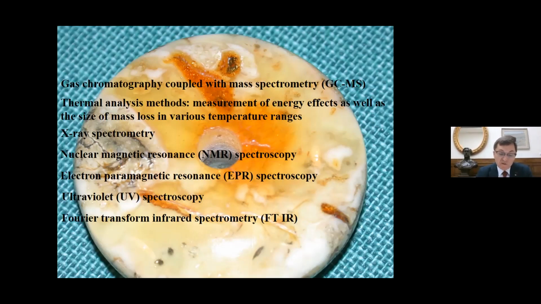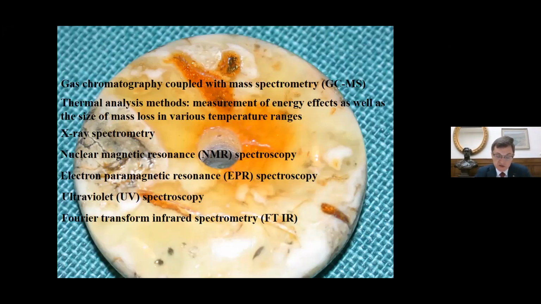The largest group are spectroscopic methods. X-ray spectrometry reveals the amorphous nature, so non-crystalline structure, of fossil resins. It allows us to distinguish them from all types of crystalline minerals. Nuclear magnetic resonance spectroscopy provides information on the molecular and macromolecular structure of amber.